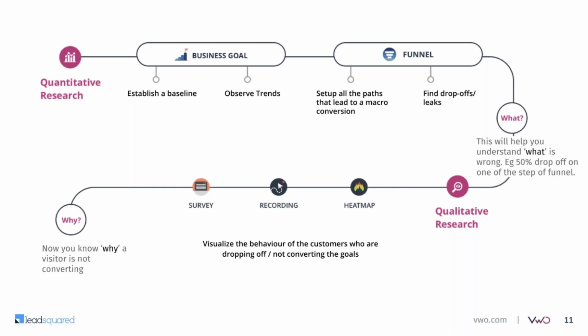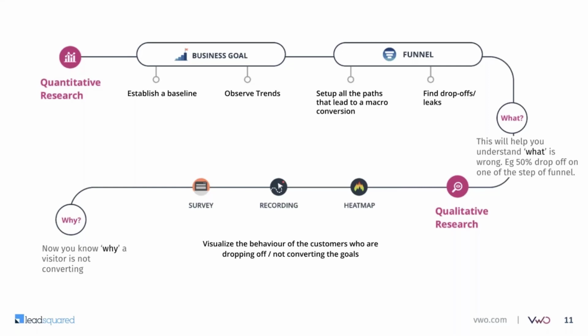So for instance, you're running a marketing campaign and you are expecting that your conversion rate should go up, and it is not going up, it is rather going down. So you should really observe the trends of your conversion rate. So once you have done that, the second step is to establish your business funnels. For every macro goal that you set up, there are certain steps that a user has to take in order to reach that particular goal. So it is very important to understand in which stage of your funnel the visitors are dropping off.